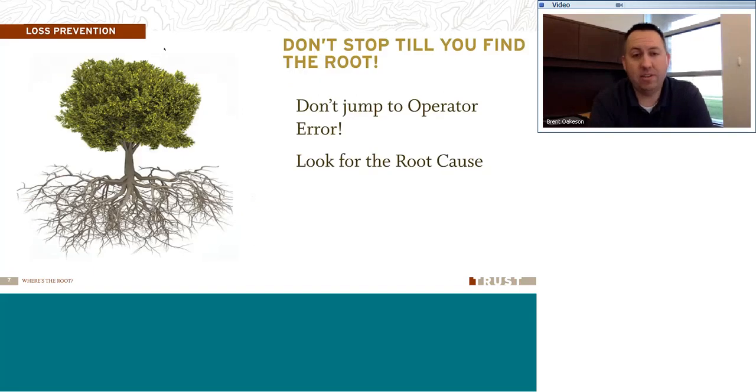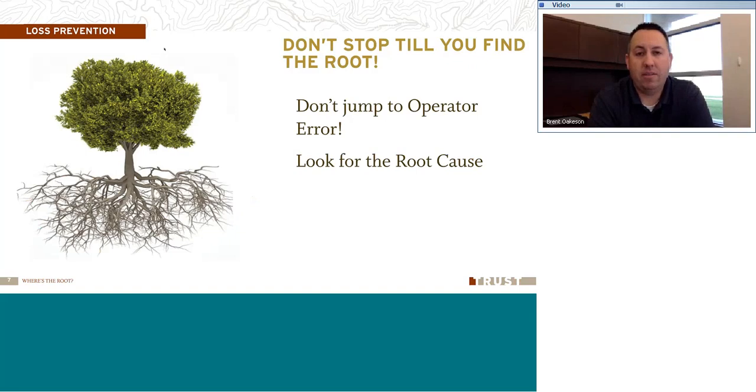Sometimes we just get to operator error. They'll find that there was a car accident, and they'll say that the driver of the car, it was their fault, and they made the mistake, and this is what they did. When in reality, there could be other things that lead to the accident as well. Maybe there's not enough training.